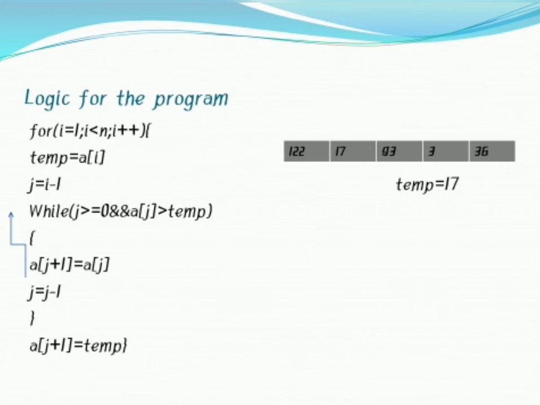Again repeating the while loop: j greater than or equal to 0. Here minus 1 is less than 0, so the while loop will be terminated and it takes the next step. a of j plus 1, where j is minus 1: minus 1 plus 1 is a of 0. a of 0 equal to temp. What is the temp value? 17. So a of 0 equal to 17. So 17 gets to the first position. This is one iteration. In the same way, all elements will be processed with the same code.